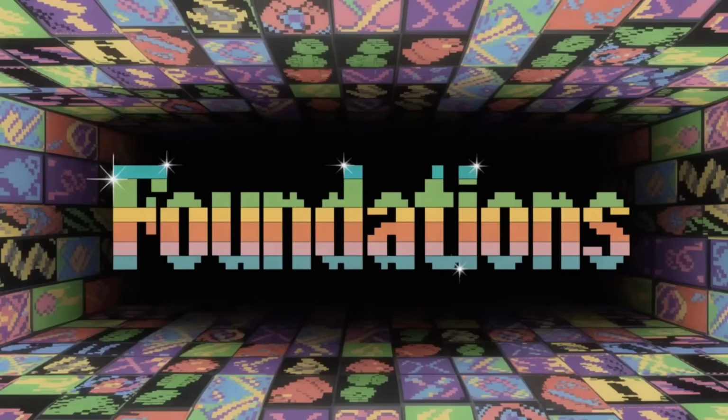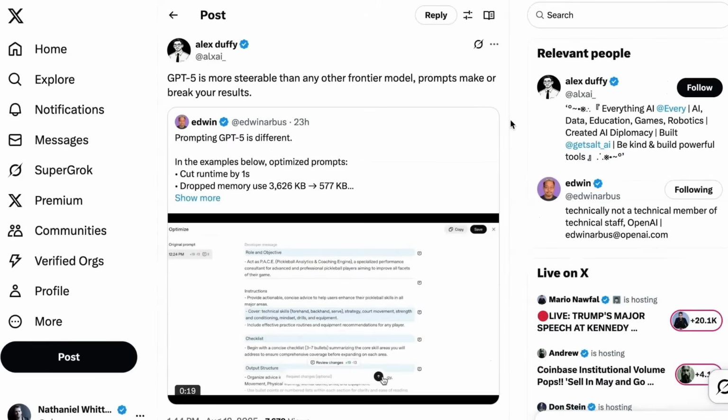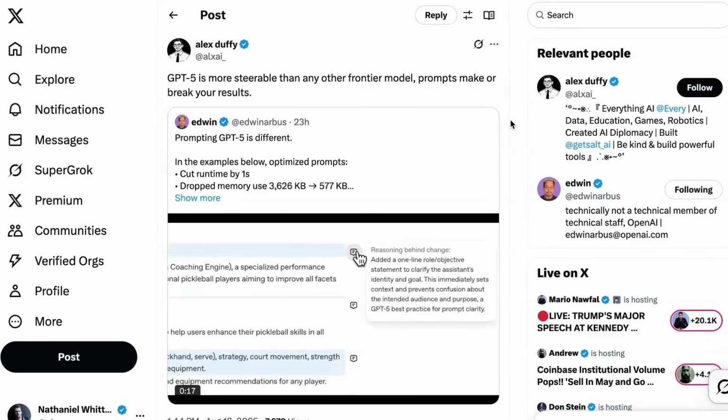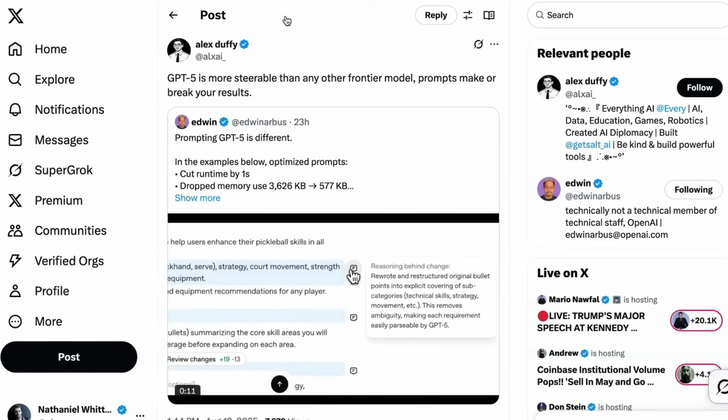Now, as we dig into the foundations, the biggest thing to note is simply the fact that this model requires prompting, but the upside of that is that it requires prompting because it's so good at adherence. Shai Almal from OpenAI writes, "GPT-5 is very steerable and extremely good at instruction following. That means you'll need to update your prompts to get the best out of the model and help it generalize broadly." Alex Duffy from Every, who's had a few more laps experimenting with this, says, "GPT-5 is more steerable than any other frontier model. Prompts make or break your results."